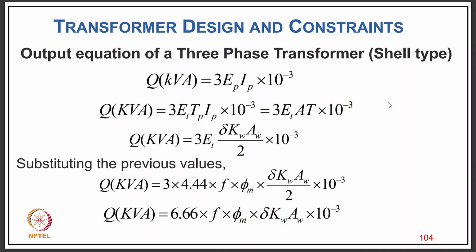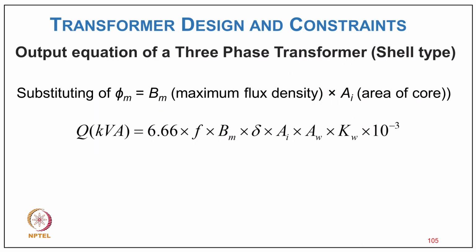So the output equation is Q equal to 3 Et Tp Ip into 10 to the power minus 3. So Q becomes 3 Et sigma Kw Aw by 2 into 10 to the power minus 3, and putting the value of Et, Q equal to 3 into 4.44 f phi m sigma Kw Aw by 2 into 10 to the power minus 3. So it becomes Q equal to 6.66 f phi m sigma Kw Aw into 10 to the power minus 3, and finally putting the value of phi m equal to Bm into Ai, Q becomes 6.66 f Bm sigma Kw Ai Aw.